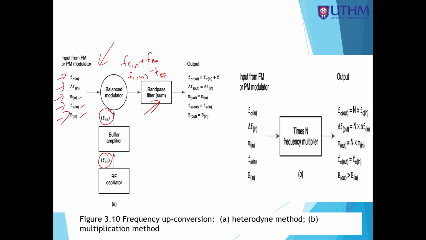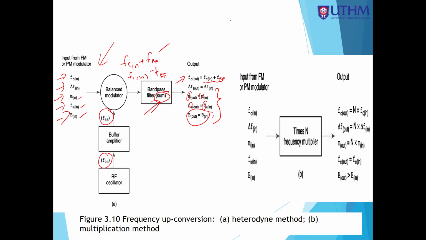Masuk ke dalam band pass filter, apa yang berlaku adalah dalam kes ini dia akan select sum. Sum means that it's going to select the upper sideband. Itu sebabnya pada output, yang berubah cuma FC out, iaitu FC in plus FRF. Yang lain tidak berubah. Delta F, modulation index, ini sebenarnya beta parameter. Ini adalah nilai input signal, ini adalah bandwidth. Tidak berubah.